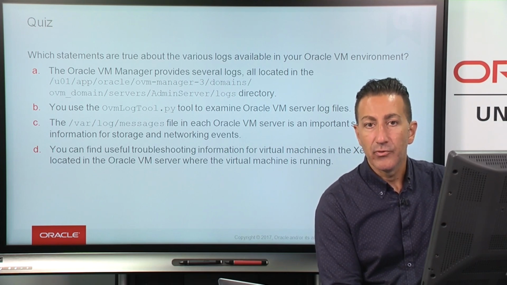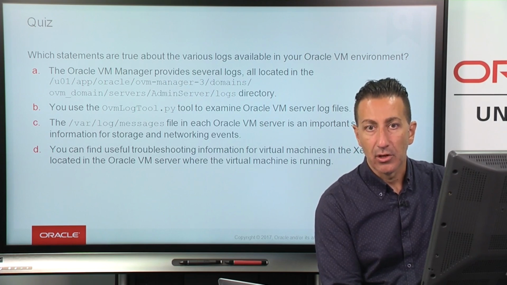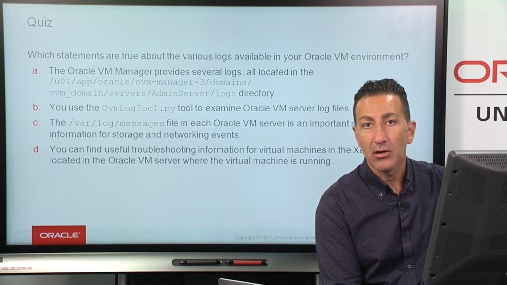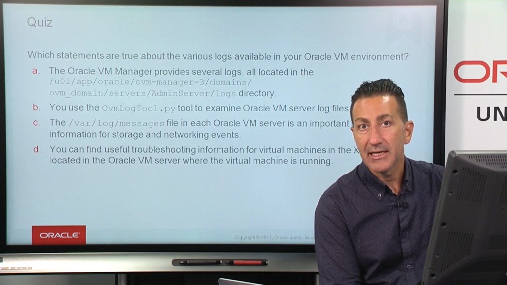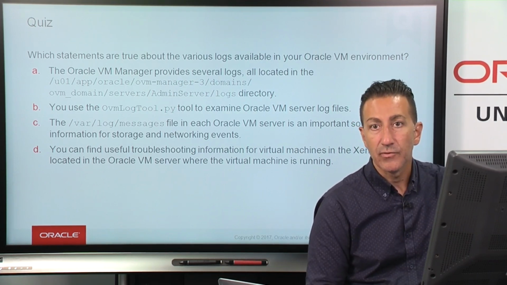You can find useful troubleshooting information for virtual machines in the xend logs located in the Oracle VM server where the virtual machine is running. And that's true. Okay, remember the xend daemon log, the xend daemon debug log. For example, the qemu-dm.domain name.domain ID.log file. That's right, and so on. Well, and that's all for the first part.